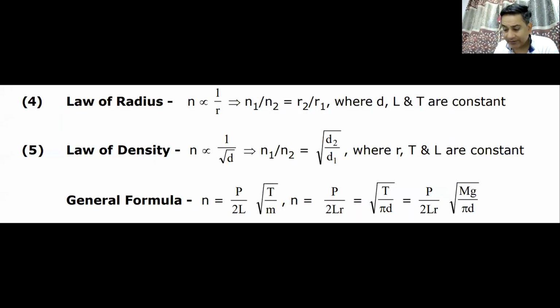Well, we have seen the basic formula for frequency, 1 by 2L root over T by M. That was the formula for fundamental frequency. We had only one loop. If we had P number of loops, 1 segment, 2 segments, 3 segments, I told you about segments. If I have 2 segments, the value of P is 2. If I have 3 segments, the value of P is 3. Do we understand this? P is the number of loops here.